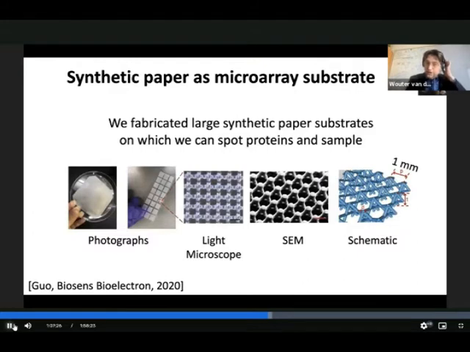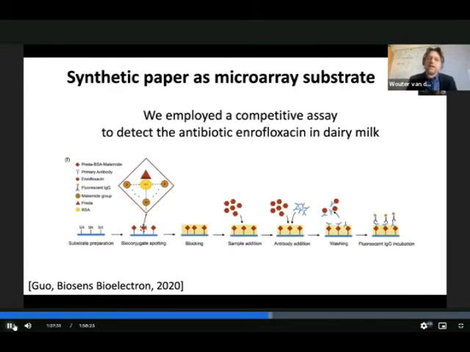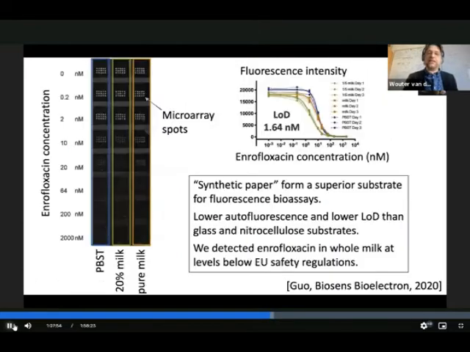We also further developed this technology for microarray spotting, where we implemented an assay for detecting the antibiotic enrofloxacin in milk. So today in the dairy, in milk production, you have a lot of cows together. They give antibiotic to the cow so they don't get sick. But the problem is the antibiotic can come into the milk. And there you have to be careful. You do not want to spread antibiotic in milk. So we want to make a test to make sure that doesn't happen.